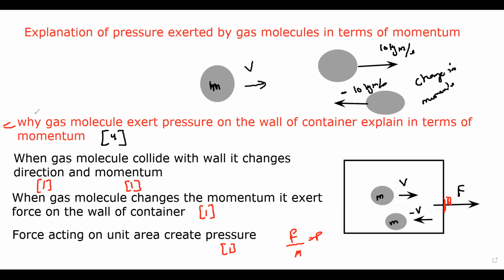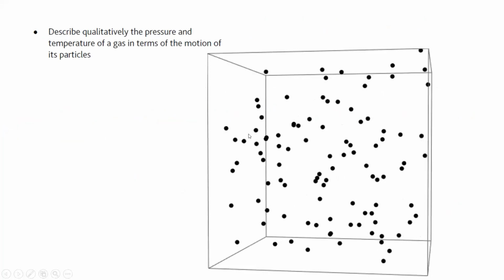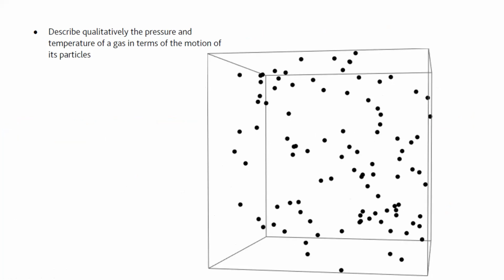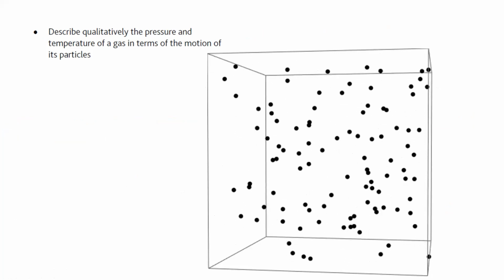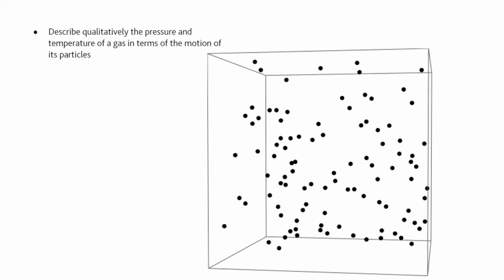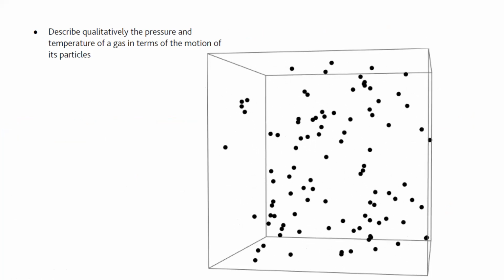So gas molecules are moving randomly, they change direction. When they change direction, there is a change in momentum. Due to the change in momentum, they exert force, and force acting on unit area will create a pressure. So the pressure of a gas refers to the number of molecules colliding with the wall, as well as it can be explained in terms of momentum. And for gas molecules, the momentum is continuously changing as their direction is changing.